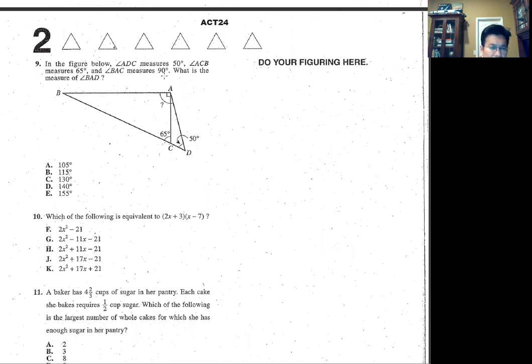Number 9, figure this 50, 60, and then measure of BAC is 90. So from BAC, since it is 90 and 65, we can say this is 25. And then between 25 and 50, you add it up, 75, 180 minus 75, which is 105.